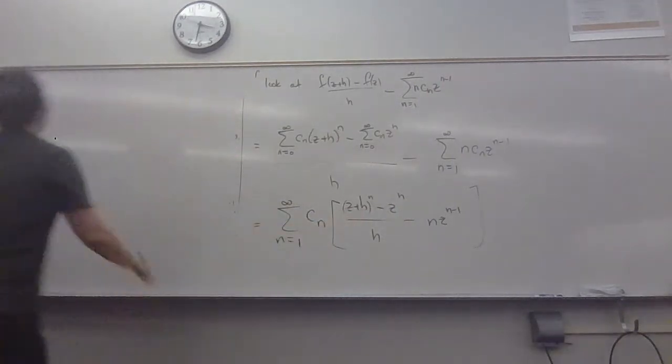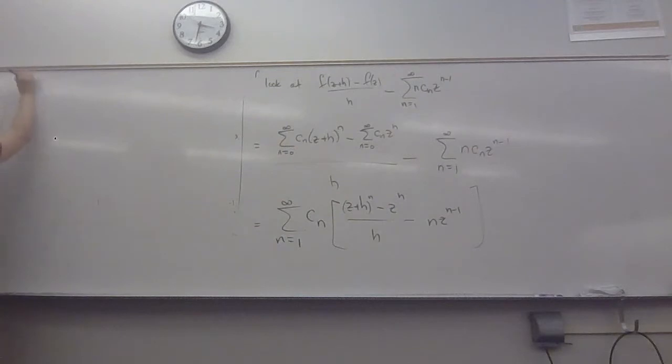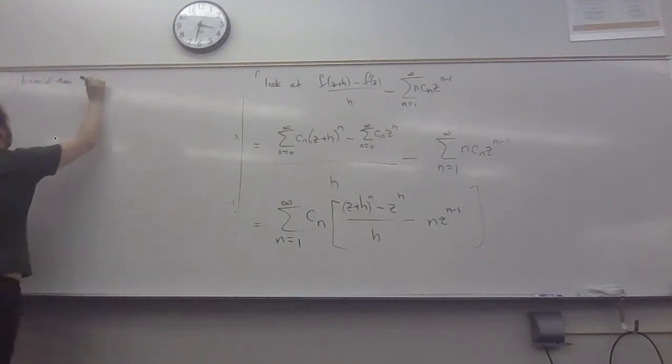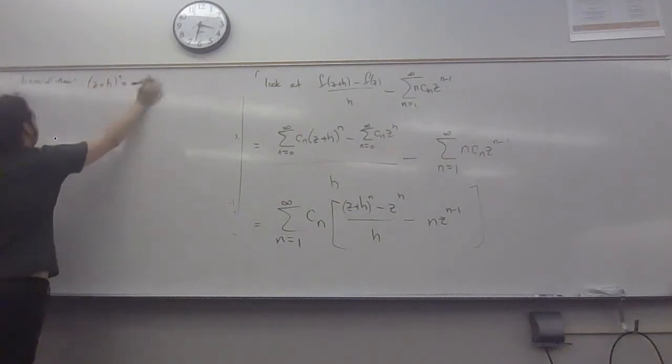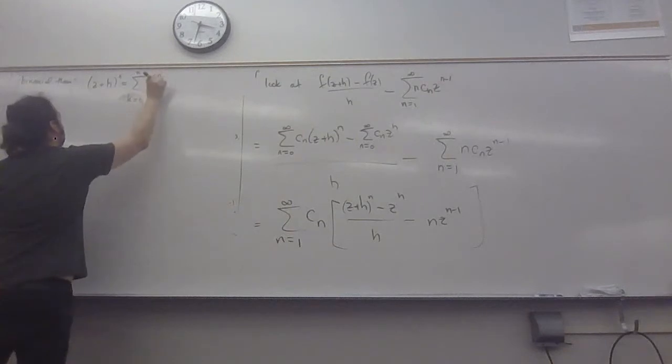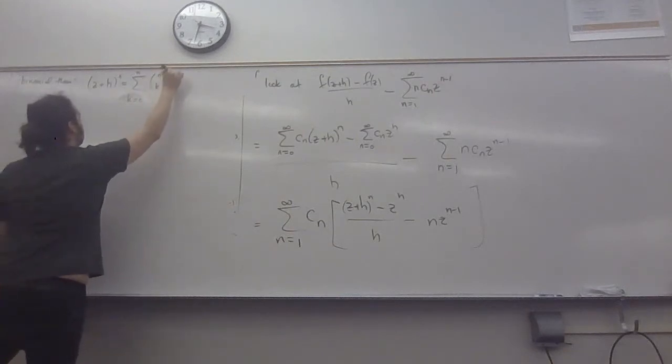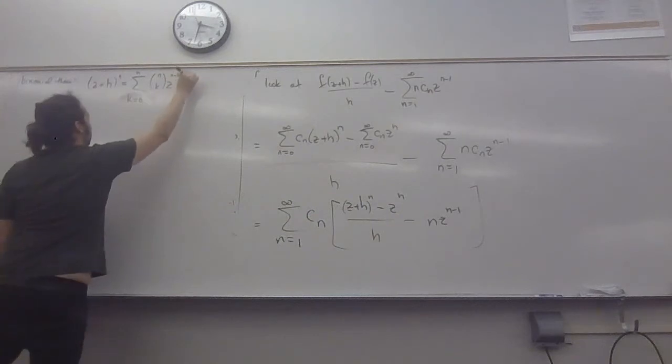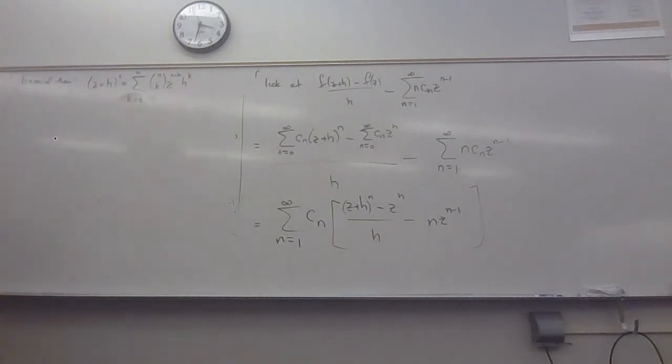What does the binomial theorem say? The binomial theorem says that (z plus h) to the n is equal to the sum from k equals 0 to n of n choose k, z to the n minus k, h to the k. So you learned this in Calculus 2. Whether or not you remember it, you did.